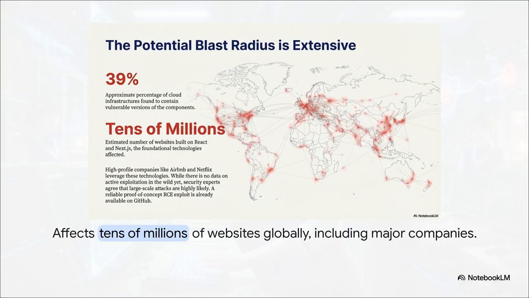The potential blast radius here is, well, it's global. It is massive. We're talking about tens of millions of websites. And that includes huge, high-profile companies like Airbnb and Netflix, who rely on these exact technologies. The risk is baked into some of the most successful and widely used web platforms in the world.